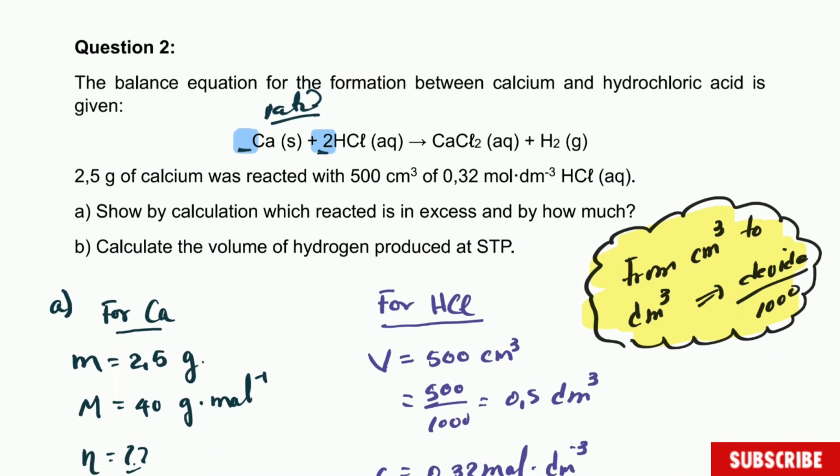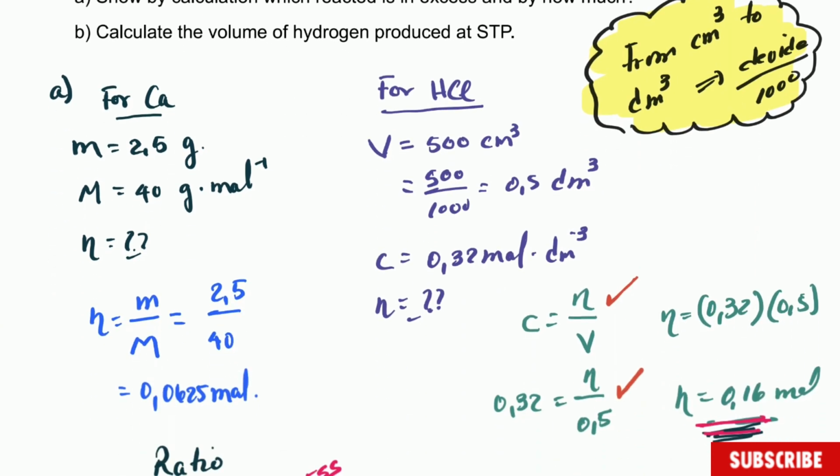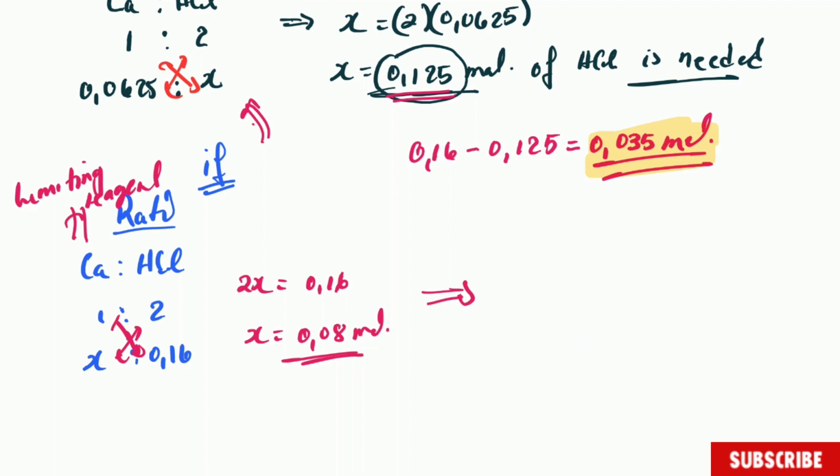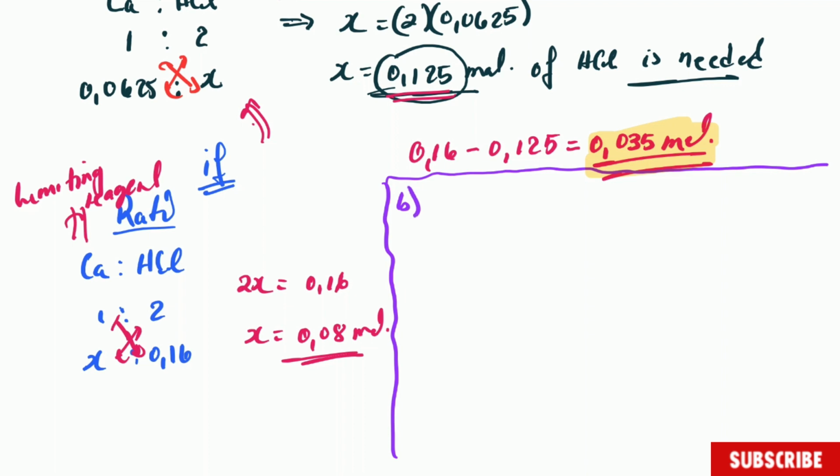And then B, calculate the volume of hydrogen produced at STP. Here they're asking you how much of this hydrogen is being produced at STP. So to calculate the product, we are always going to use the limiting reagent. Guys, take the notes. To calculate the product, you are always going to use the limiting reagent. So we're going to do B on this side here. I'm going to make a small space here for question B.